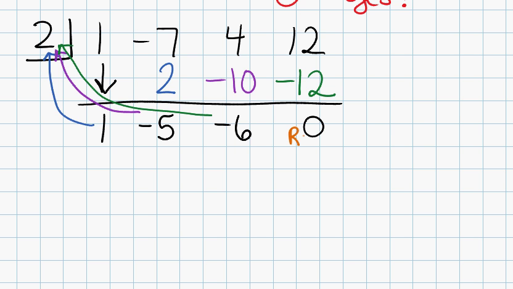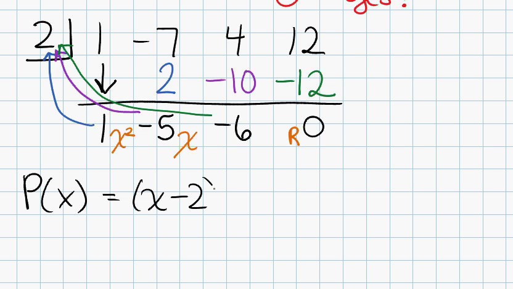The remainder is 0. It has to be 0. We took an x cubed and divided it by an x. So we have 1x squared minus 5x. And -6 stays the constant. So our polynomial is really our original factor of x minus 2 and our new factor x squared minus 5x minus 6.